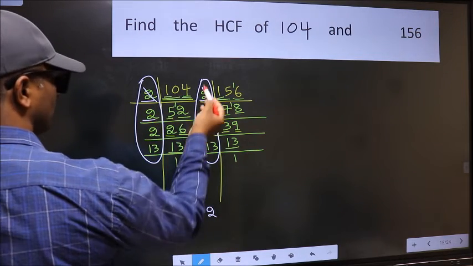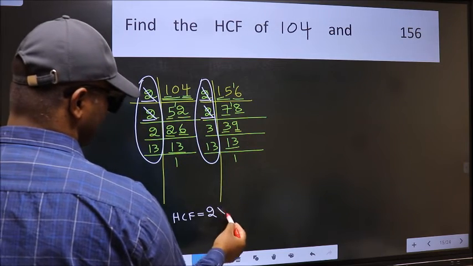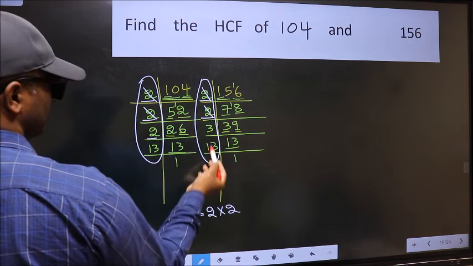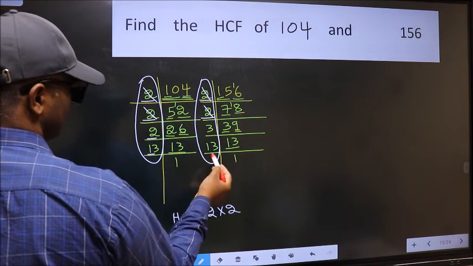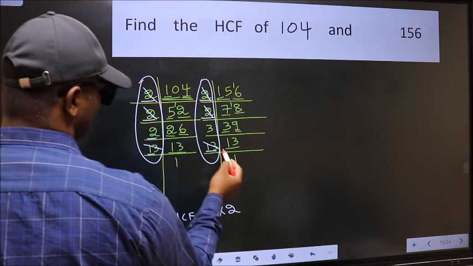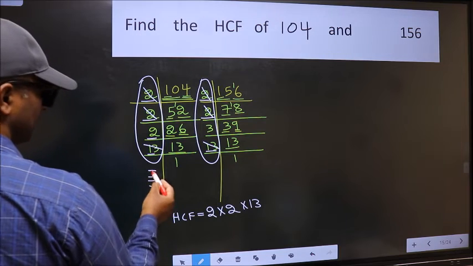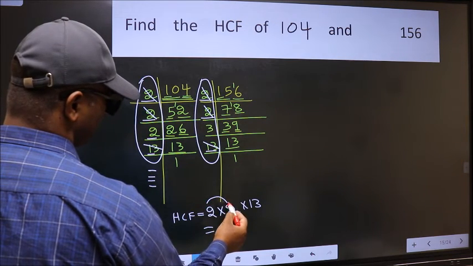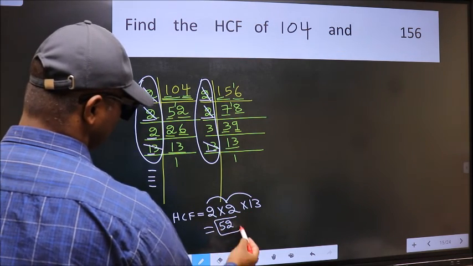Next number 2. Do we have 2 here? Yes. So cut 2 right here. Next number 2. Do we have 2 here? No. Next number 13. Do we have 13 here? Yes. So cut 13 right here. No more numbers have been left out. So our HCF is 2 into 2, 4 into 13, 52 is our HCF.